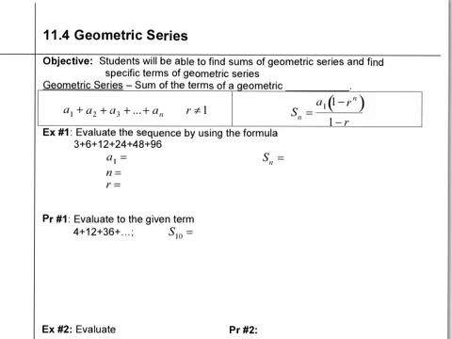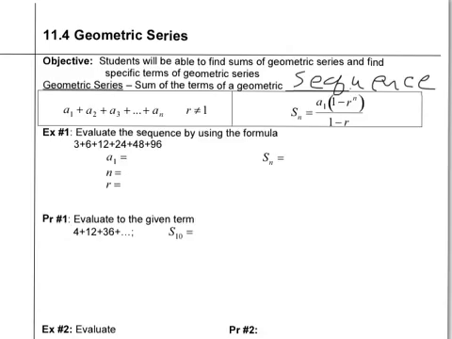Okay, 11.4, geometric series. Students will be able to find sums of geometric series and find specific terms of geometric series. So geometric series, that's just the sum of a geometric sequence. So we're just going to add up all the terms of a geometric sequence and call it a series. So we have a formula here. First term times 1 minus our common ratio to the nth power over 1 minus r will give us the sum of the first n terms.